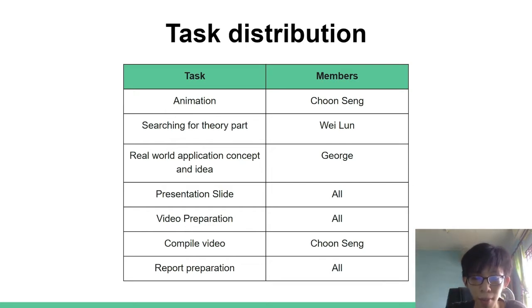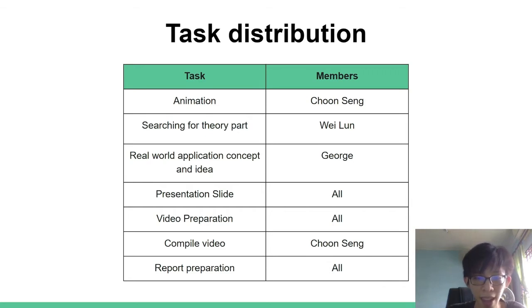Okay, so the animation part will be assigned to one of the group members, which is Choon. He will help us make the animation video to show how semaphores work in a real-world application, and also the explanation. After that, the theory part will be assigned to me, so I will find the theory of semaphores and process coordination. And after that, Josh will be assigned to define the real-world application concept and idea related to semaphores.